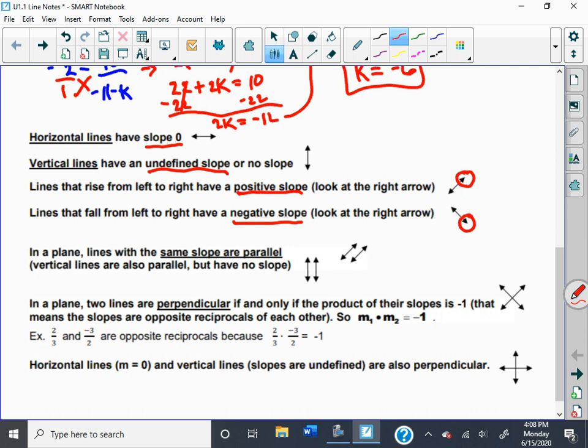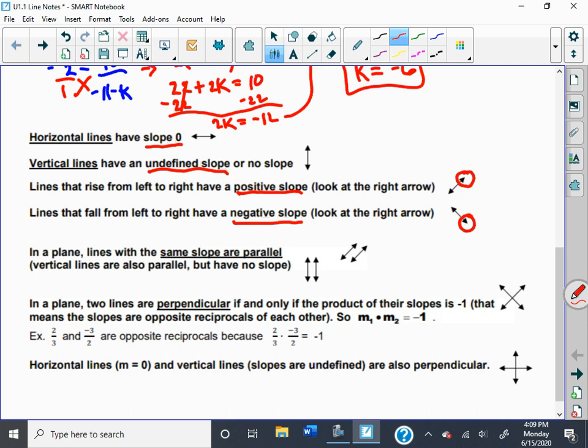Anytime we have two lines that never cross each other, then their slopes are the same. That means they're parallel. So all parallel lines have the same slope. If one slope is 6, then its parallel line is also 6. If one slope is 2/3, its parallel line is also 2/3. So same slope.